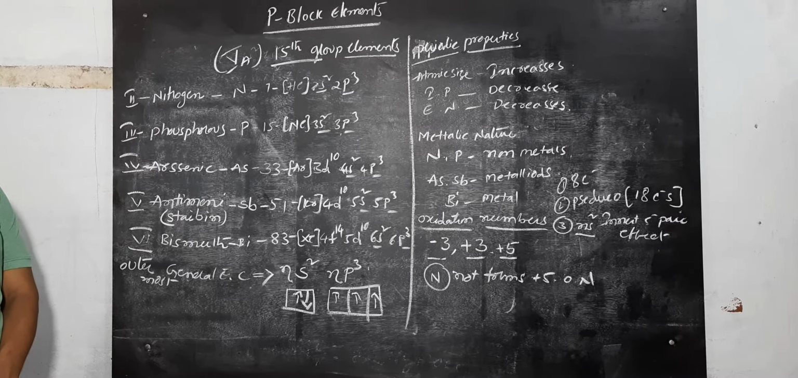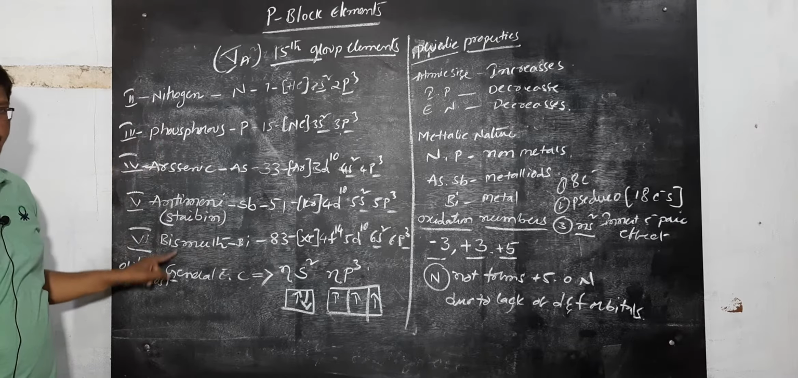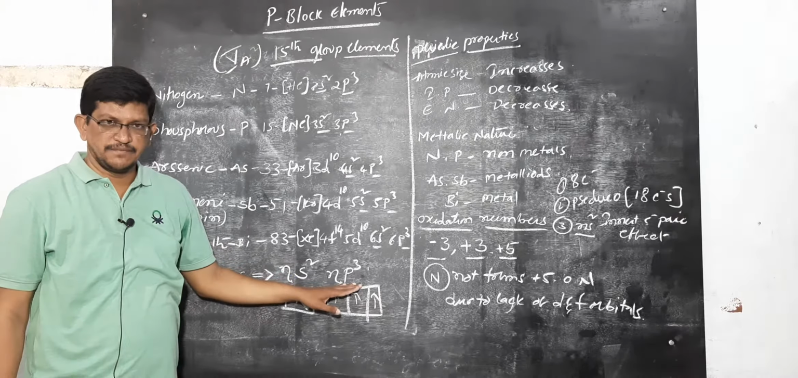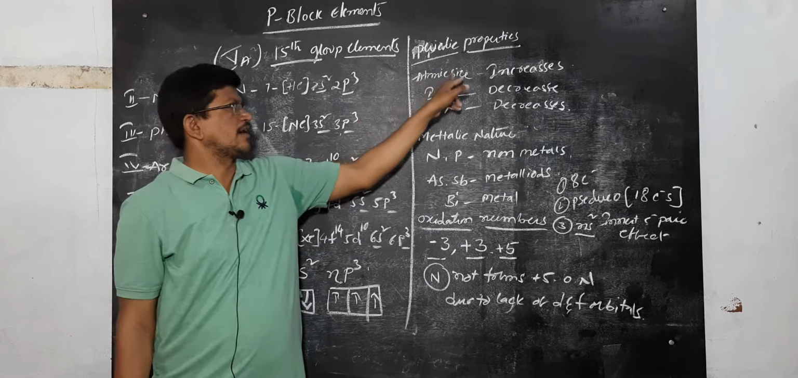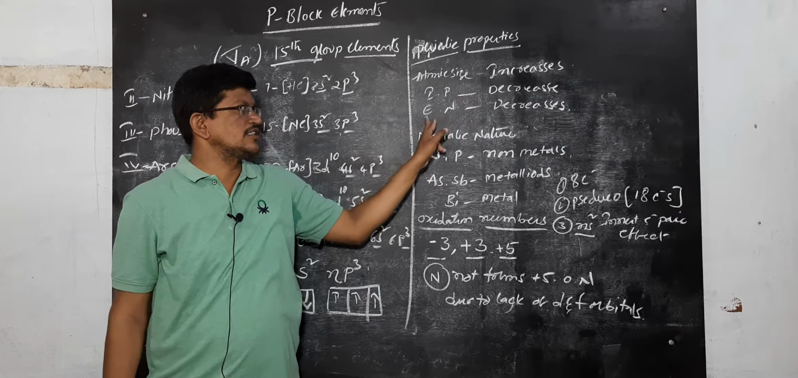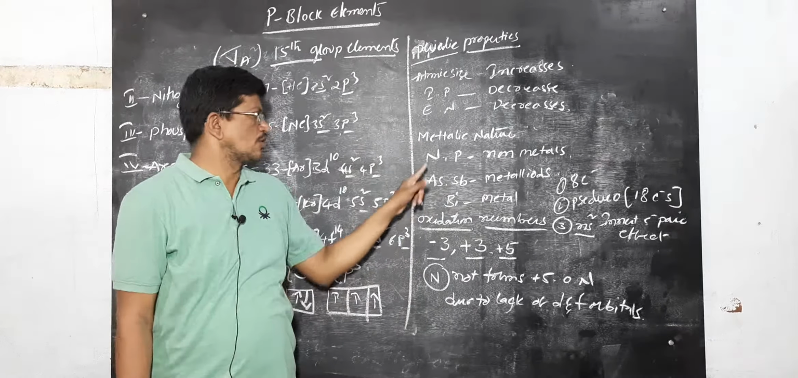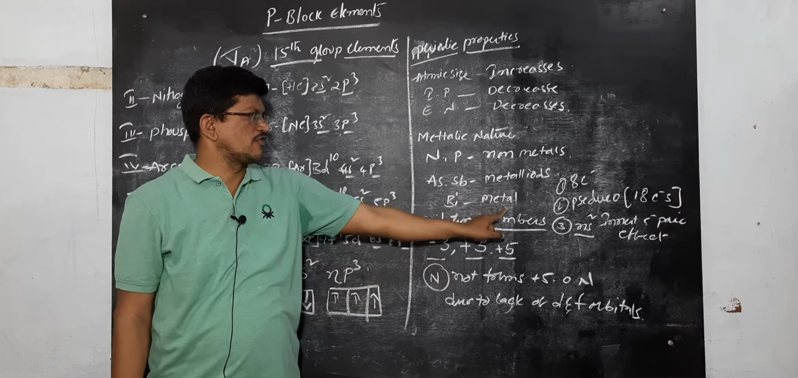Okay, I repeat what we discussed up to here. We are learning P block elements, and in that, the 15th group elements: nitrogen, phosphorus, arsenic, antimony, bismuth. The general electronic configuration is ns2 np3. According to our periodic properties chapter, atomic size increases, ionization potential decreases, electronegativity also decreases, and metallic character increases.